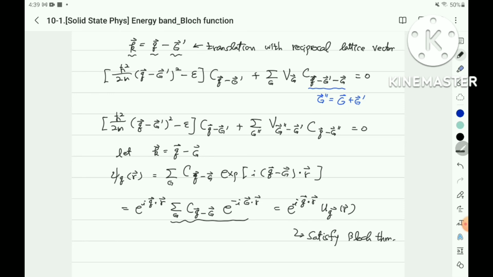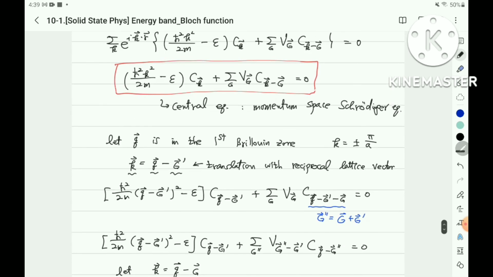And therefore, in this case, we should remember the central equation, and the central equation is important for solving the Schrödinger equation in the periodic lattice.